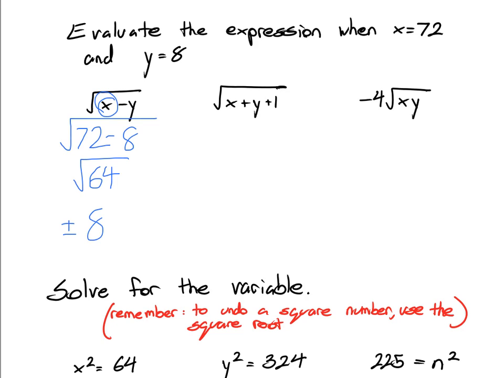Positive 8 times positive 8 gives me 64. Negative 8 times negative 8 also gives me 64. So don't neglect the plus or minus. Alright, I'm going to help you plug in the x and the y in the next one, and then you'll take over from there.